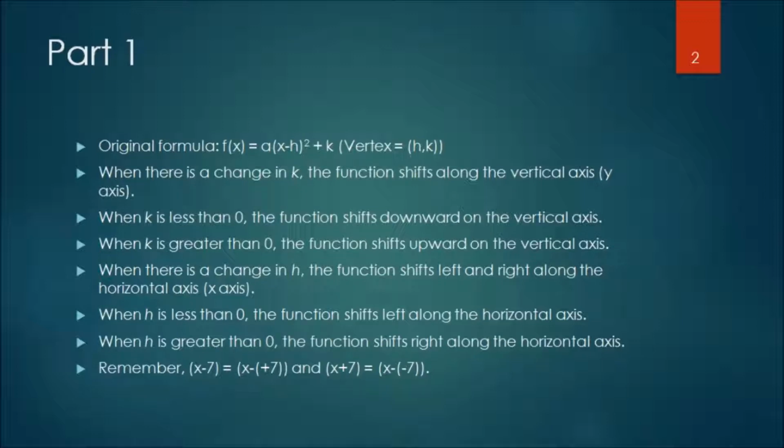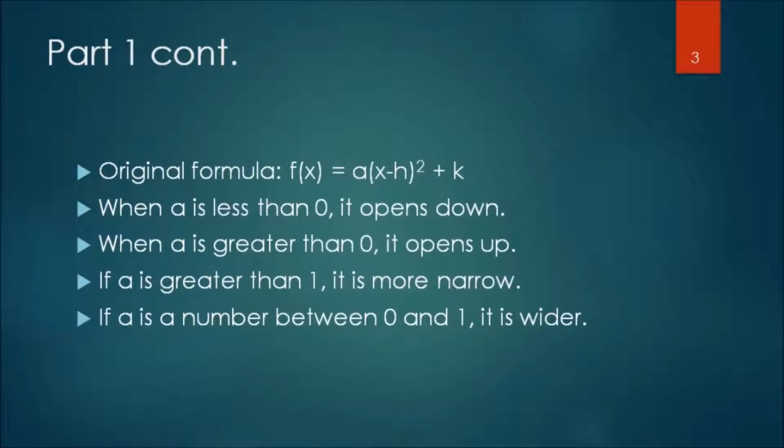A thing to remember is that x minus 7 will be x minus a positive 7, and x plus 7 will be x minus a negative 7. If a, the number in front of the first parentheses, is less than 0, it will open down, and if it is greater than 0, it will open up. If a is greater than 1, it will be more narrow, and between 0 and 1, it will be wider.